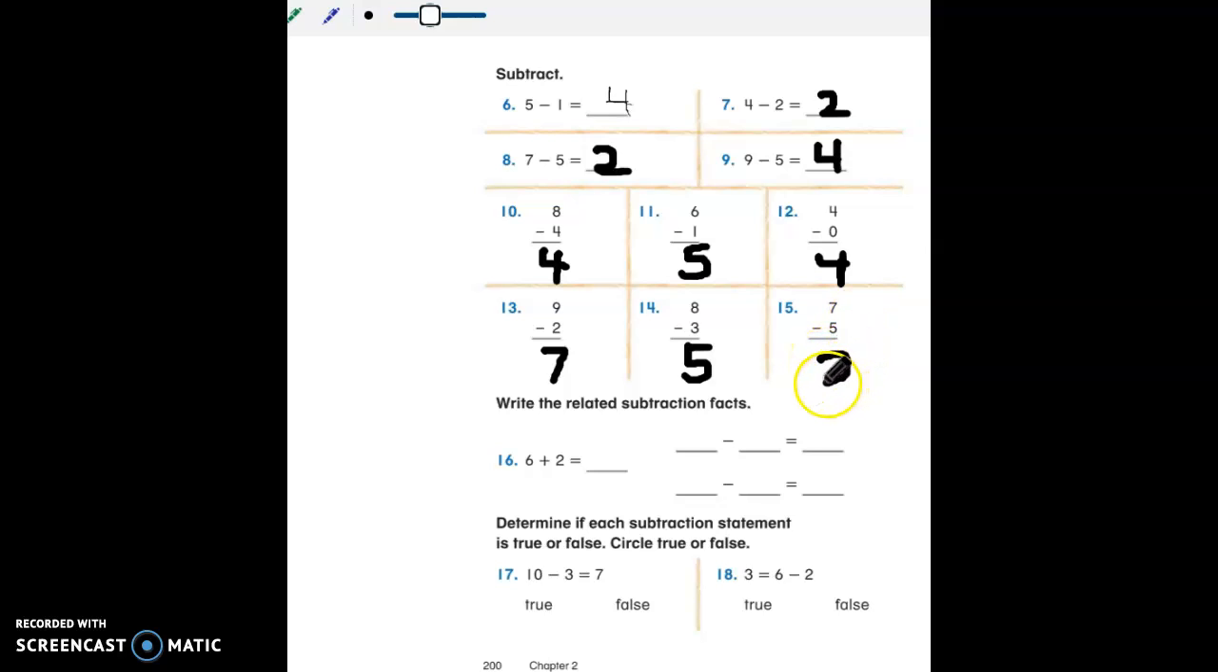I'm pausing now because I'm hoping that you are getting it before I write my answer. If you are, you're doing great. All right, so now we have some mixed problems here. We have number 16 says 6 plus 2. We go up 2 on that number line, and we're going to land at 8.